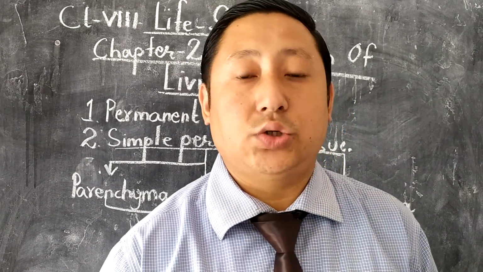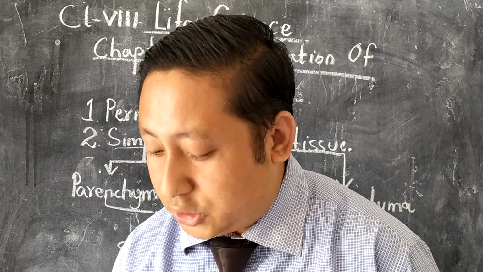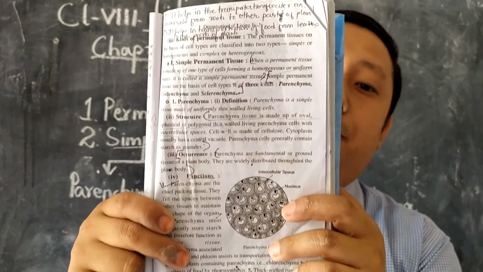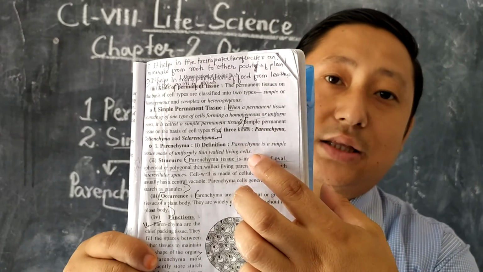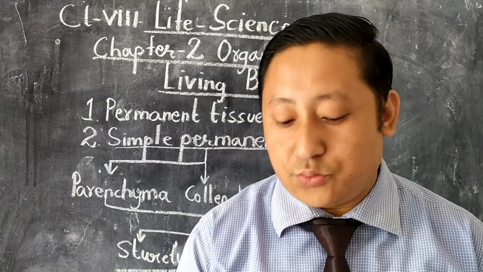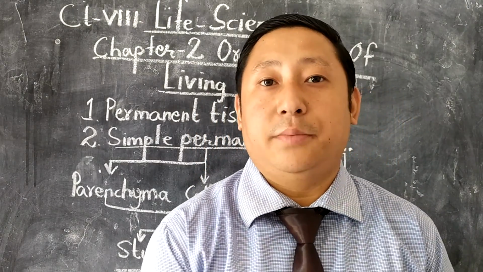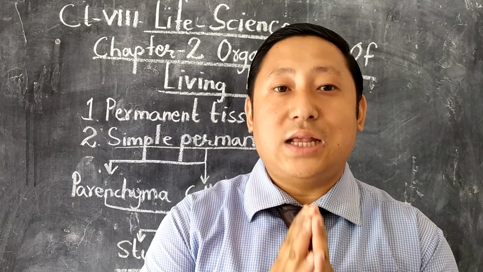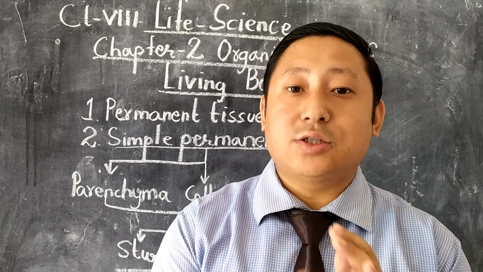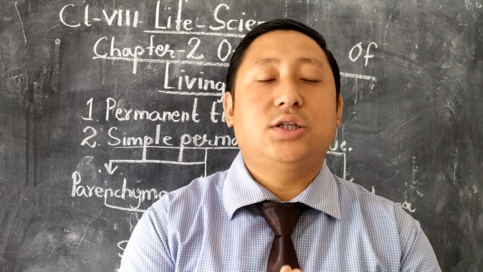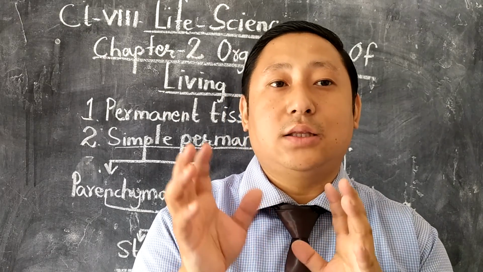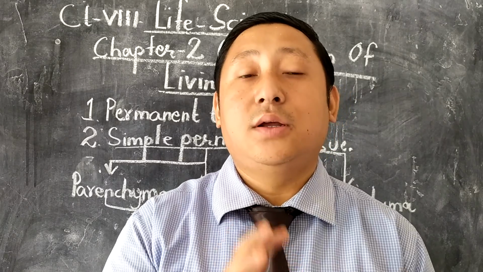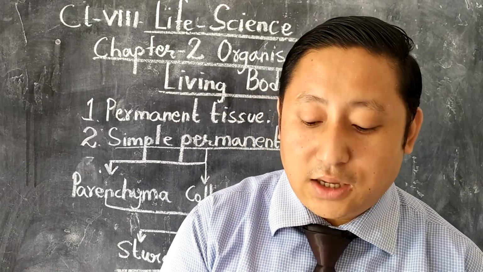Now let's go to the simple permanent tissue. What is the definition of simple permanent tissue? If you go to page number 21, you can see the simple permanent tissue, but I'm going to give you a definition which I searched on the internet. Simple permanent tissue is the tissue that consists of a group of similar type of cells forming a uniform mass. That means in this tissue there is a presence of similar type of cells forming a uniform mass.